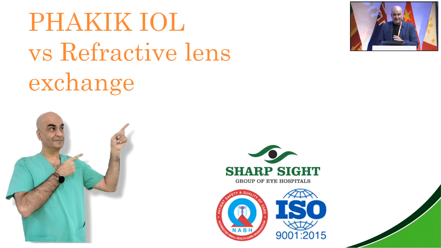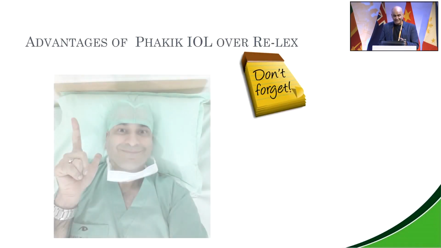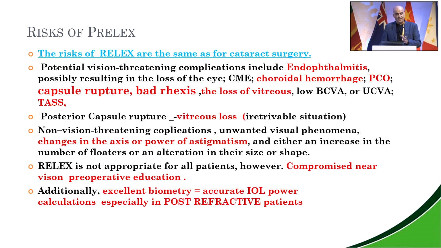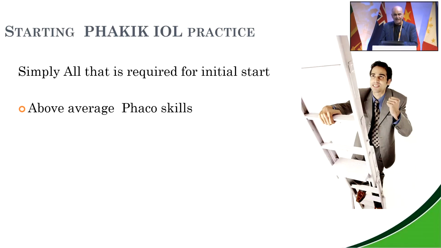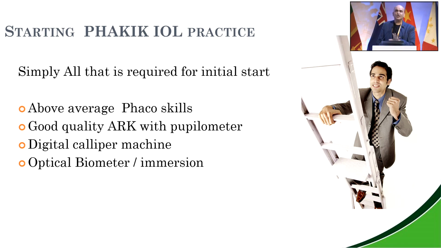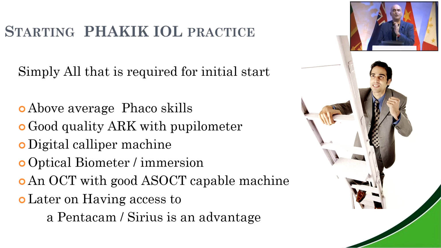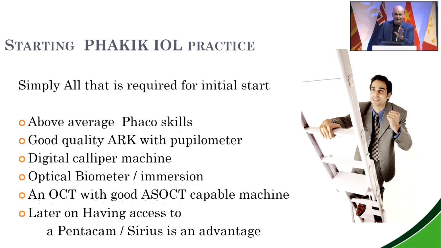Now compare it with refractive lens exchange. Advantage is, as I said, it's a reversible procedure, absolutely. All the risks of endophthalmitis, choroidal hemorrhage, vitreous loss, posterior capsular rupture, none of them are seen with the phakic lens. So for starting a phakic IOL practice, all you need is the basic skill of a phacosurgeon, a good quality autorefractive keratometer to start with, which has a good imaging system, a digital caliper machine, and an optical biometer would be excellent if you have it. In case you don't, you can also do with an immersion biometer. A good quality ASOCT machine. You may have access to a Pentacam or a Cirrus with your friend, that will really add up to the whole system.